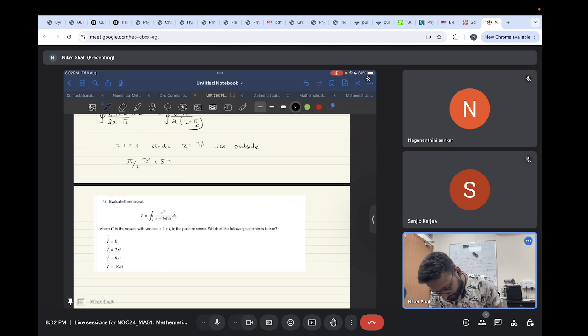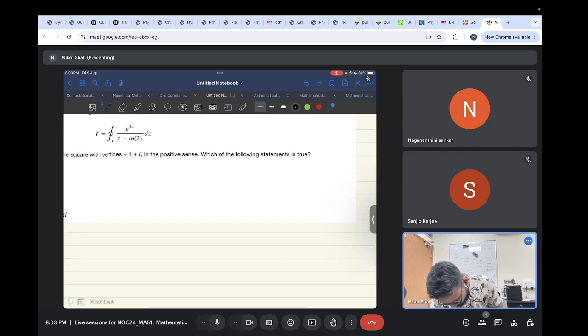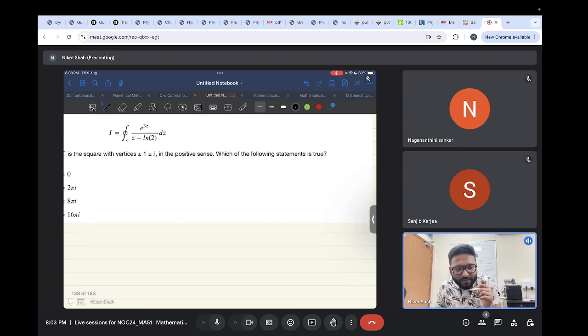For this one, all we have to do is carefully consider the contour, because again e raised to power 3z is analytic. Z minus ln 2 is the only place you can have a pole, at z equal to ln 2. So again you are given some contour, and all you have to do is check whether the point z equal to ln 2 is within the contour or not. So what is the square? C is the square with vertices plus minus 1 plus minus I. So it's 1 plus I, 1 minus I, minus 1 plus I, minus 1 minus I. These are the 4 points.